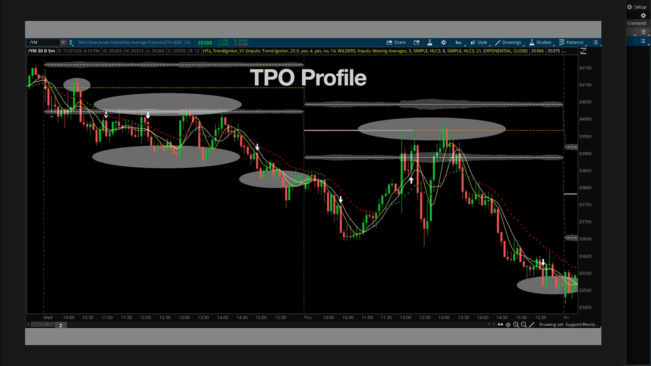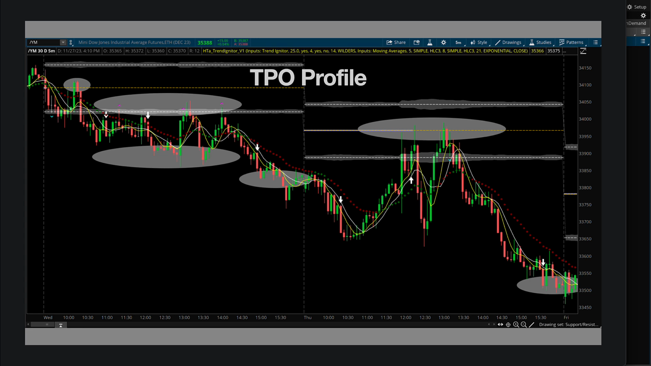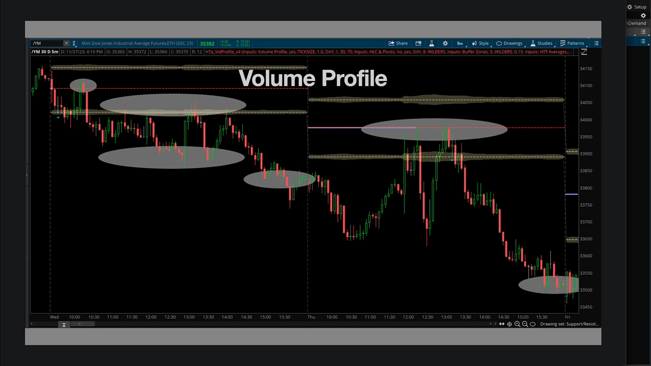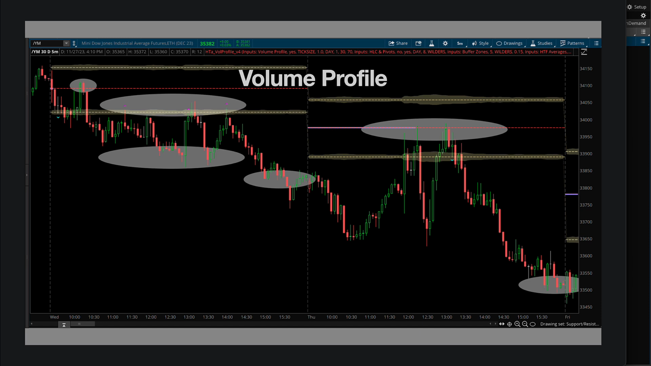Okay, so the TPO profile, you see how those levels pretty well line up. Let me go ahead and flash that back and forth a little bit so you can see how those levels are very, very close. Very slight differences. You'll see larger differences as we move on. There are examples where the TPO and the volume profile diverge quite a bit. But let's go ahead and now move on to adding another level of support and resistance.